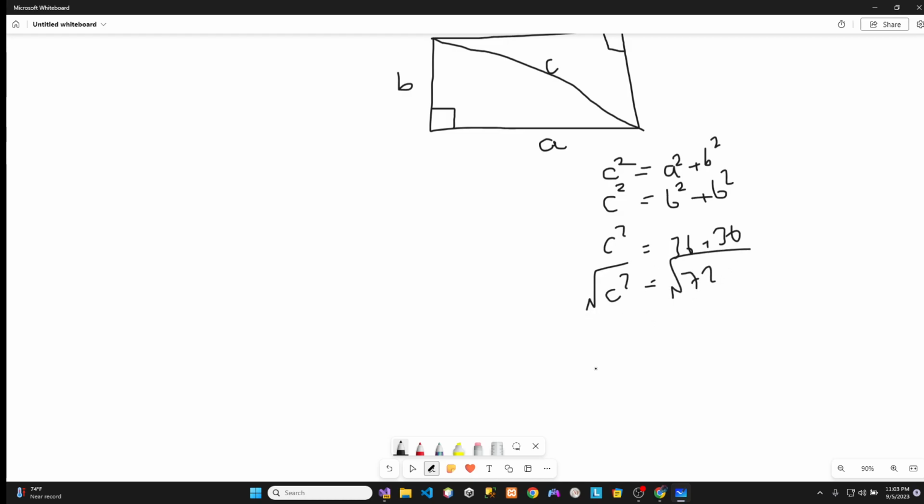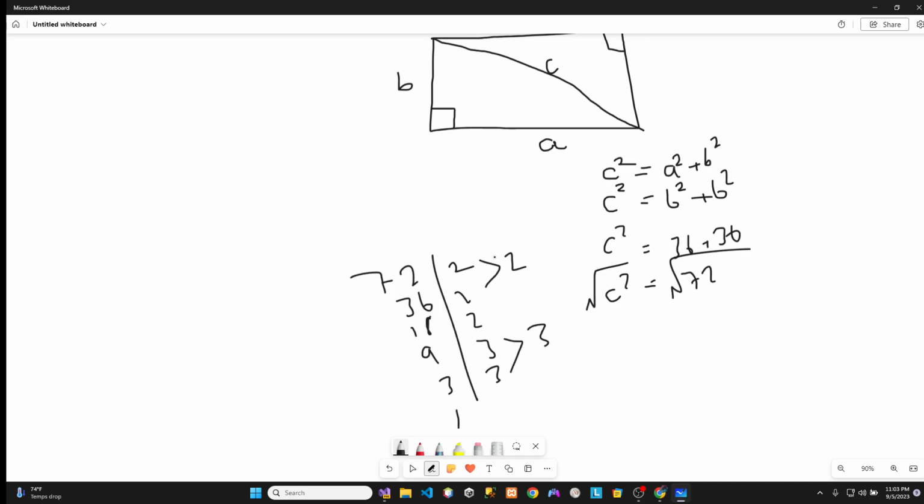And take the square root of both sides, 72 here. Divided by 36, divided by 2. This is going to be 18, divided by 2, 9, 3, 3, 3, and 1. So these two make 1, these two make 1. Total of 6 square root of 2.